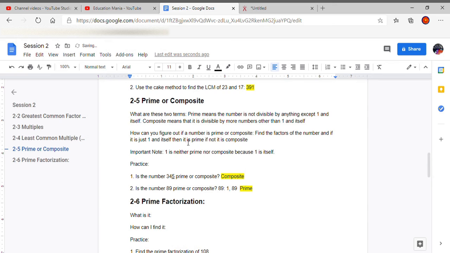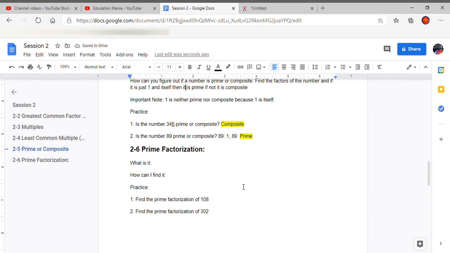Now we're going to go over the last topic of today, prime factorization, which is, in my opinion, the most difficult. What is it? Prime factorization is the prime numbers that multiply together to get the number, whatever number is given. How can I find it?